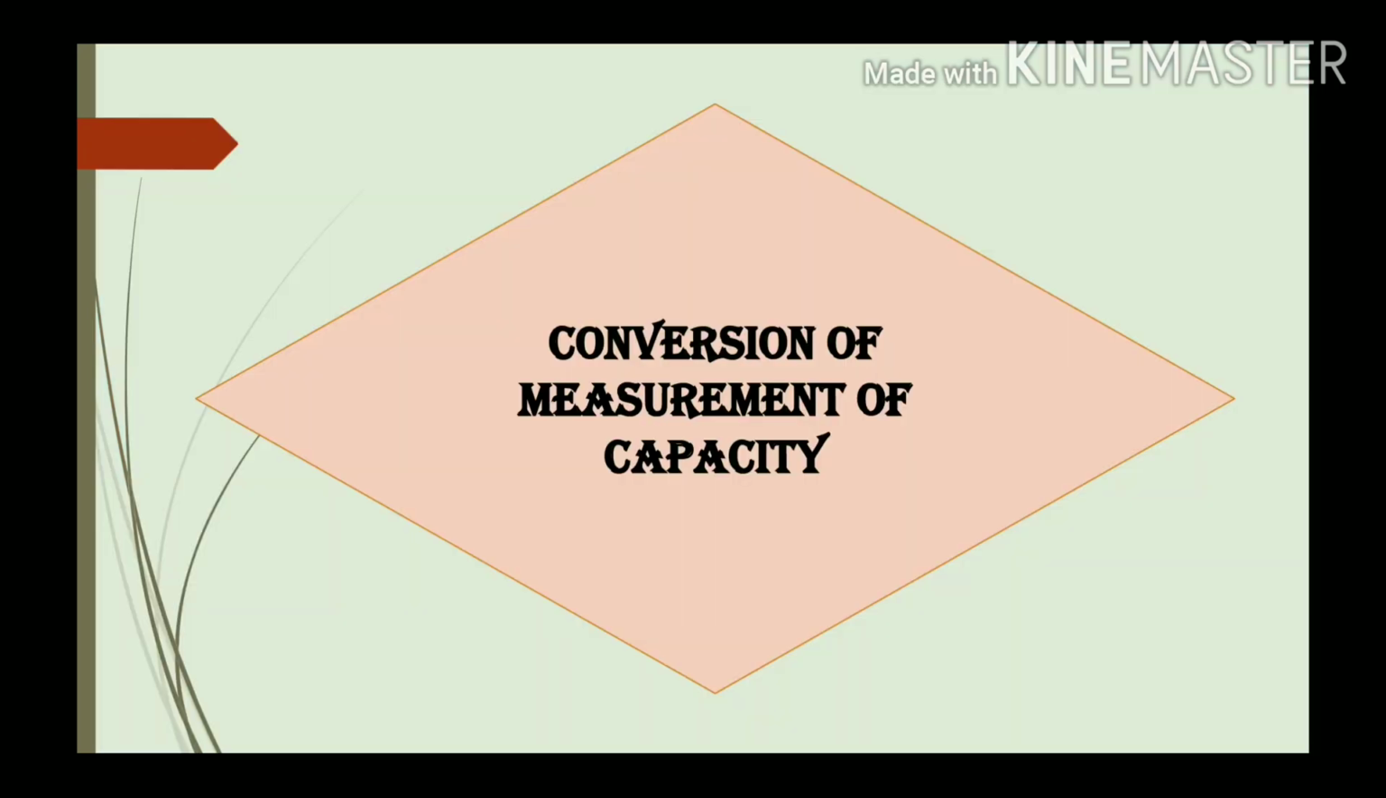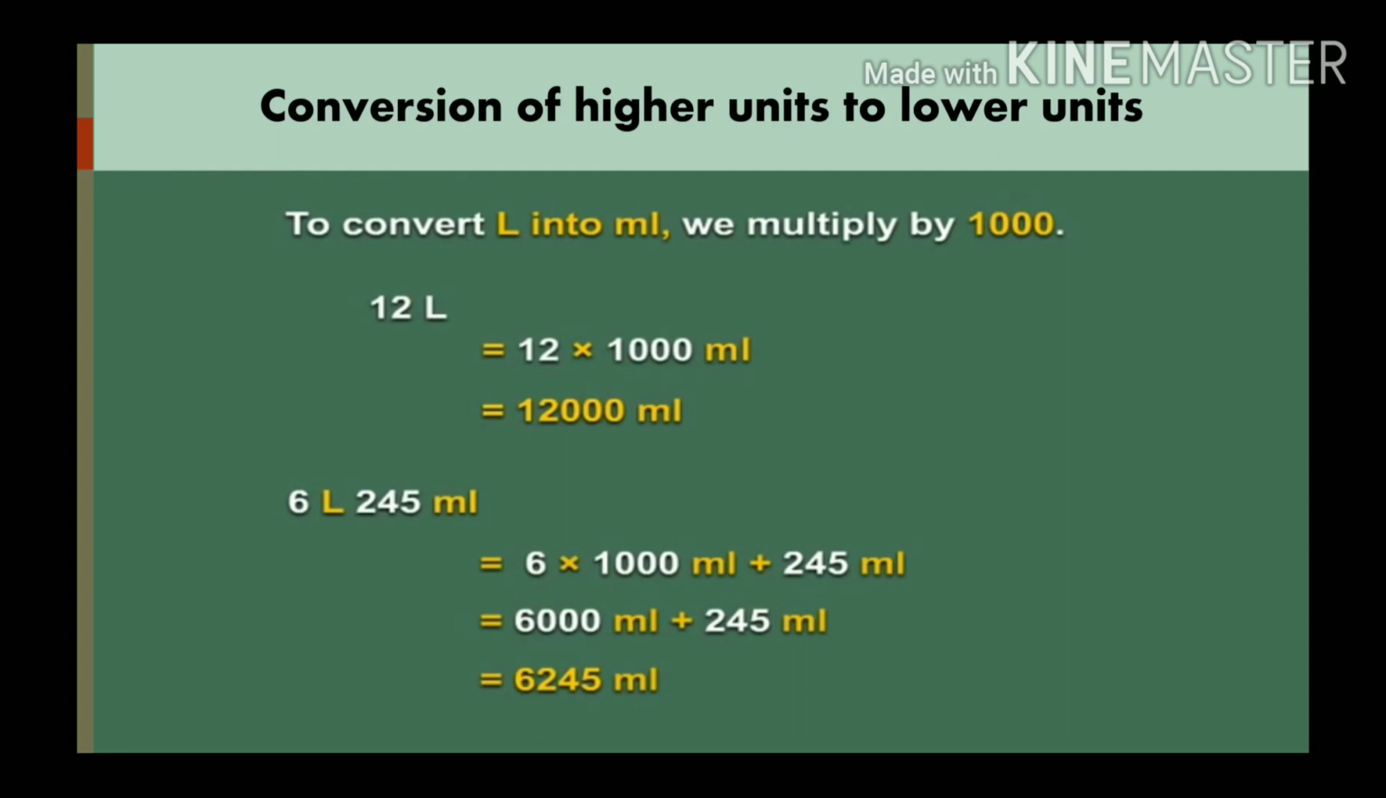Now let's see the conversion of measurement of capacity. First we'll see conversion of higher unit to lower units. So students, as we all know that 1 liter is equal to 1000 milliliters. So to convert liter into milliliter, we multiply by 1000. Let's see with some examples.